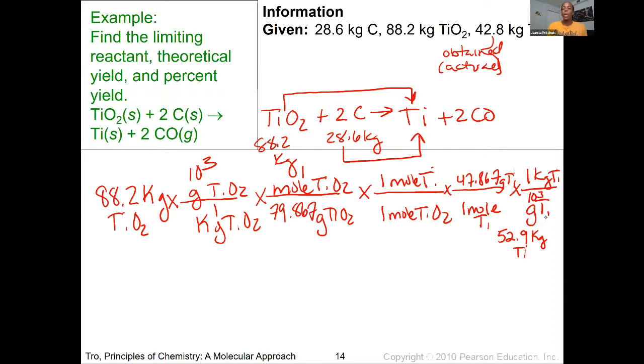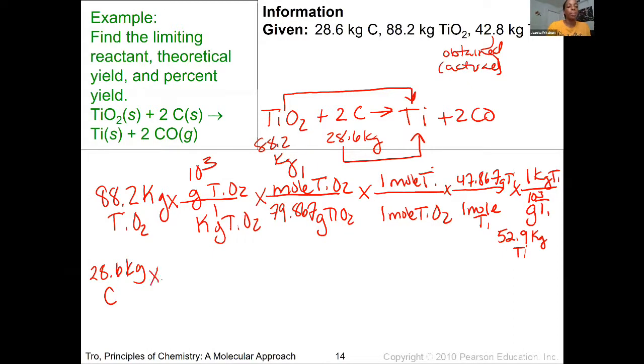Again, this could be our answer. However, we have to do it both ways to ensure that indeed we can identify what our limiting reactant is. And so we start with our other given, so 28.6 kilograms of carbon, and our steps are going to be exactly the same.